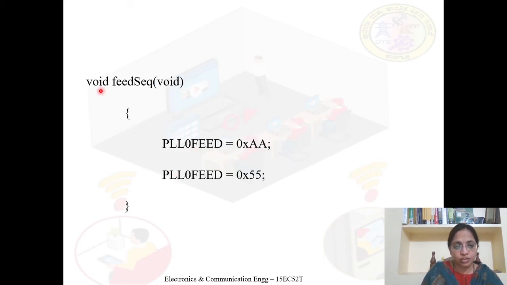The next function is the feed sequence function. This feed sequence function is just loading these 2 hexadecimal numbers AA and 55 into the feed register in this sequence. First we have to load AA, then we have to load 55. Only this is done inside this feed sequence function.